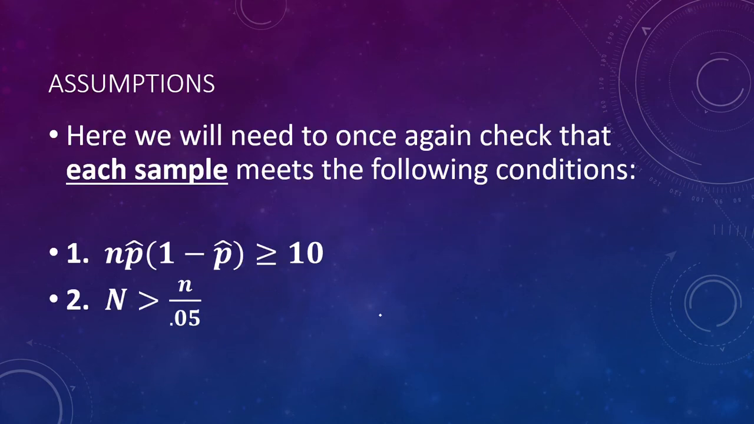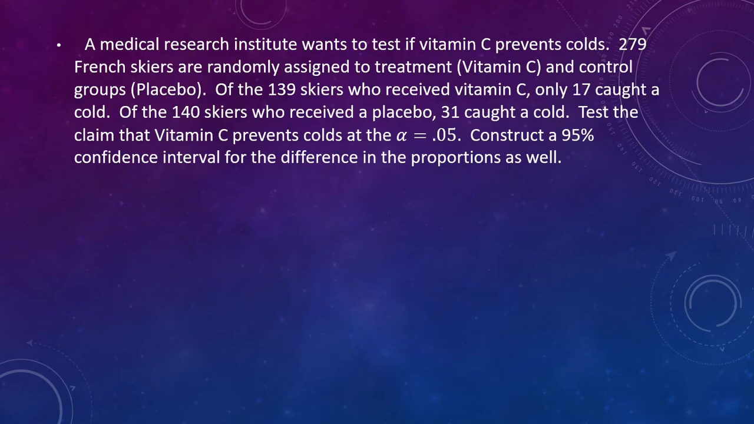There are some assumptions that we need to make. We have to show that n p hat times quantity 1 minus p hat is greater than or equal to 10 for both of the samples. In condition 2, we have to show that the population size is greater than 20 times that of the sample size. And then we're going to write a sentence about our assumption. Let's let the vitamin C group be group 1 and the placebo group be group 2. So we'll have to check the condition.